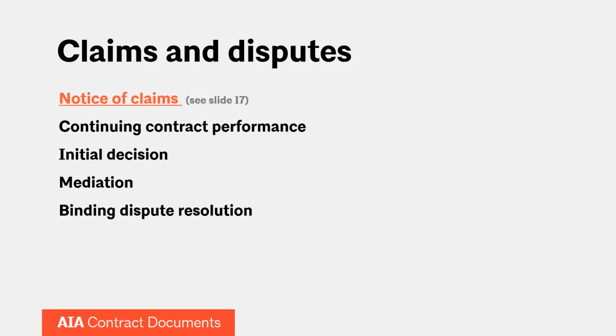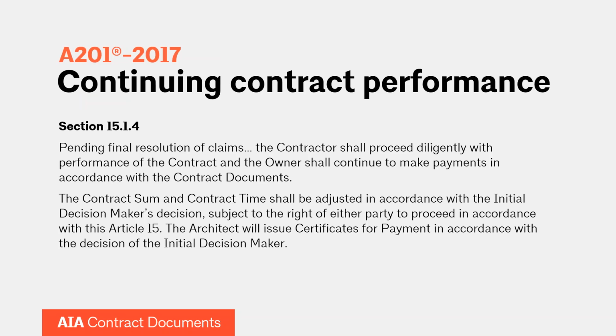The first one that we're going to talk about is continuing contract performance. Continuing contract performance is set forth in section 15.1.4 of your A201. And all this says is that the contractor and the owner, both of them, have to continue to perform their contract obligations while a claim is being resolved.